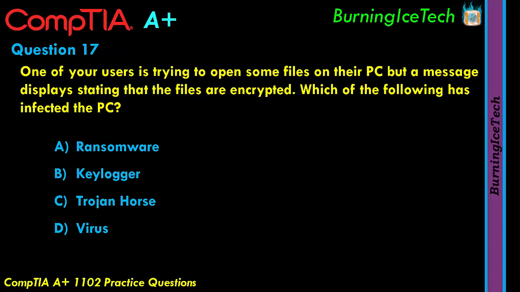A virus, which is the last one there, that is code that's generally intended to do harm. So it doesn't matter how you sugarcoat it, it's going to do some harm to your PC in some sort of way. That's a virus. So getting back to the question here, it says one of the users is trying to open some files on the PC, but the message displays that it's encrypted. That is ransomware. There's most likely going to be some sort of demand for some sort of ransom in the form of cryptocurrency there in that message as well.